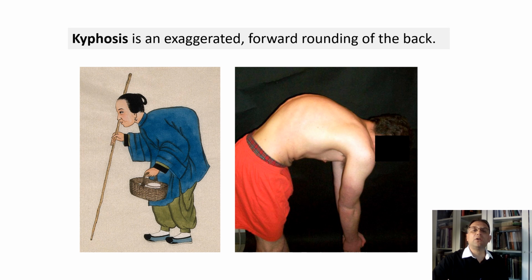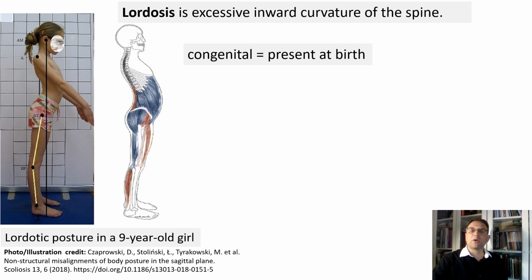Kyphosis is an exaggerated forward rounding of the back. It can occur at any age, but is most common in older women. Age-related kyphosis is often due to weakness of the spinal bones that causes them to compress or crack. Other types of kyphosis can appear in infants or teens due to malformation of the spine or wedging of the spinal bones over time. Lordosis is an excessive inward curvature of the spine. Lordosis might be associated with poor posture and congenital problems with the vertebra, neuromuscular problems, back surgery, pelvis or hip problems.